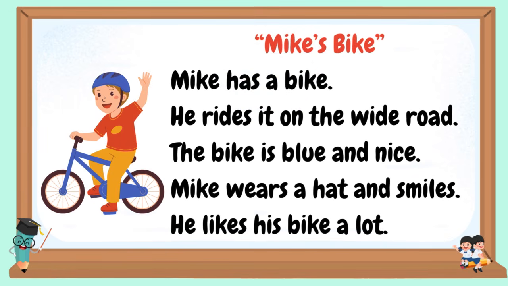Mike's bike. Mike has a bike. He rides it on the wide road. The bike is blue and nice. Mike wears a hat and smiles. He likes his bike a lot.